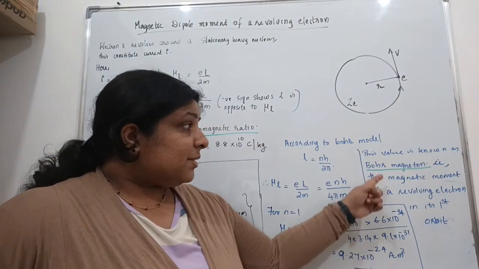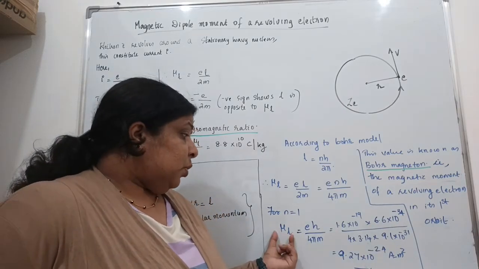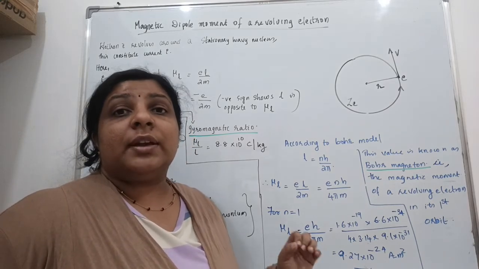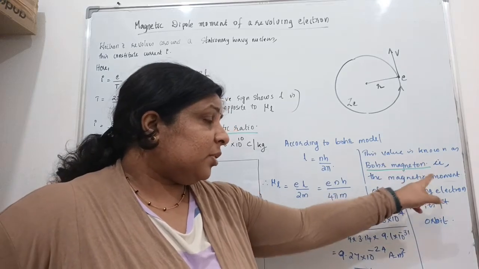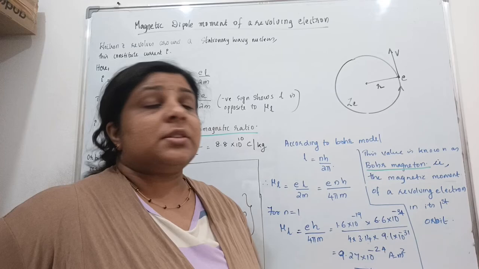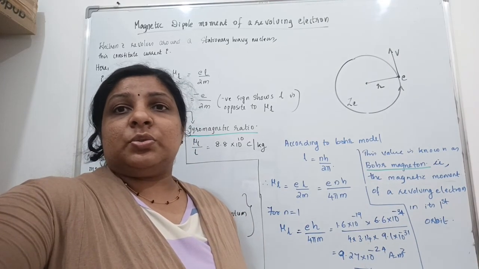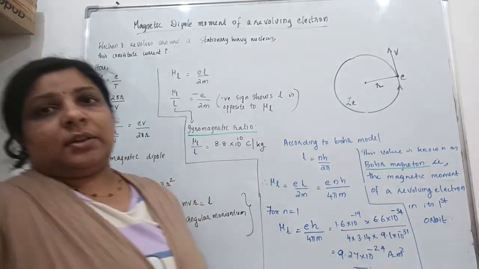This value is known as Bohr magneton. That means it is actually mu L. It is the magnetic dipole moment of a revolving electron in its first orbit. That is Bohr magneton. So these are two important topics: gyromagnetic ratio as well as Bohr magneton.